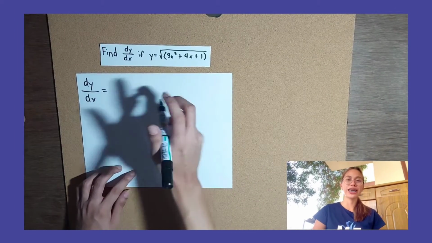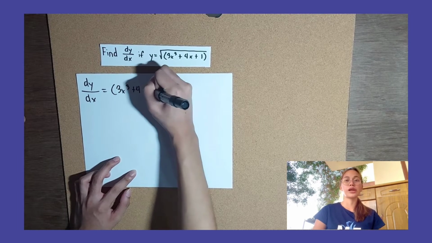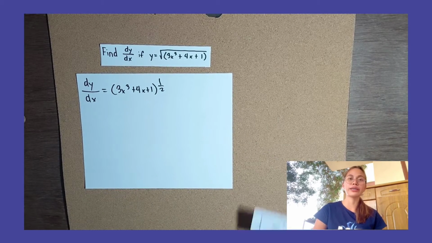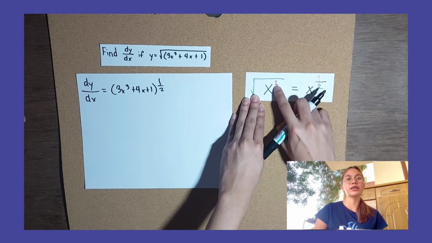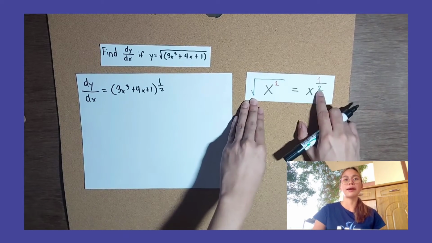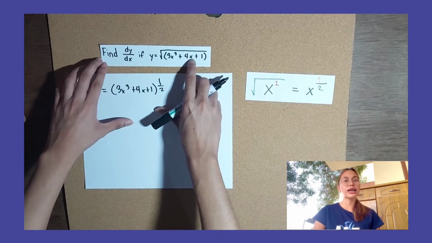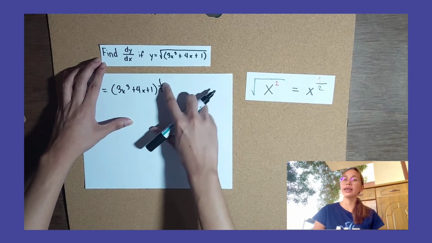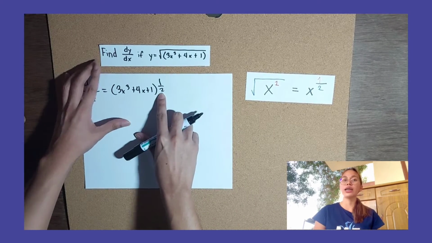Note that this expression can be written as the quantity of 3x cubed plus 4x plus 1 raised to the power of 1/2. As a reminder, one can convert a radical expression into a fractional exponent by taking the radicand as the base and raising it to the exponent with the power of the radicand as the numerator and the index as the denominator. In this case, the radicand is 3x cubed plus 4x plus 1, which is the base. The power of the radicand is 1, meaning that the numerator is 1, and 2 is the index, meaning the denominator is 2.